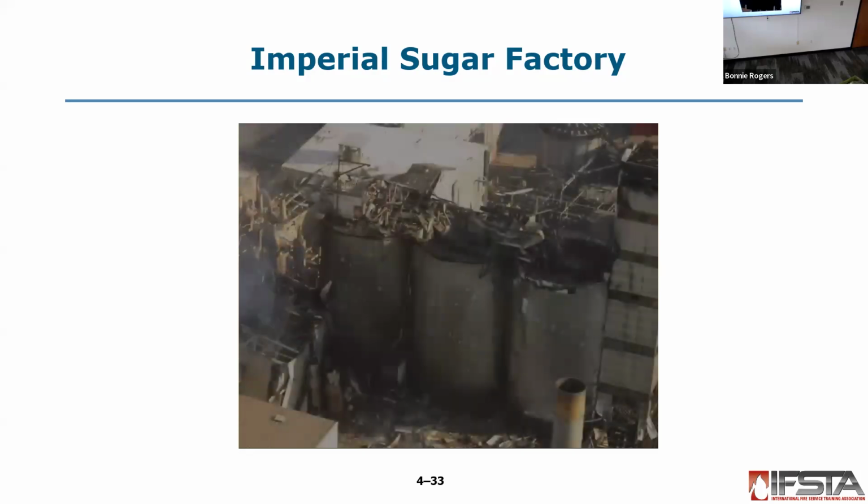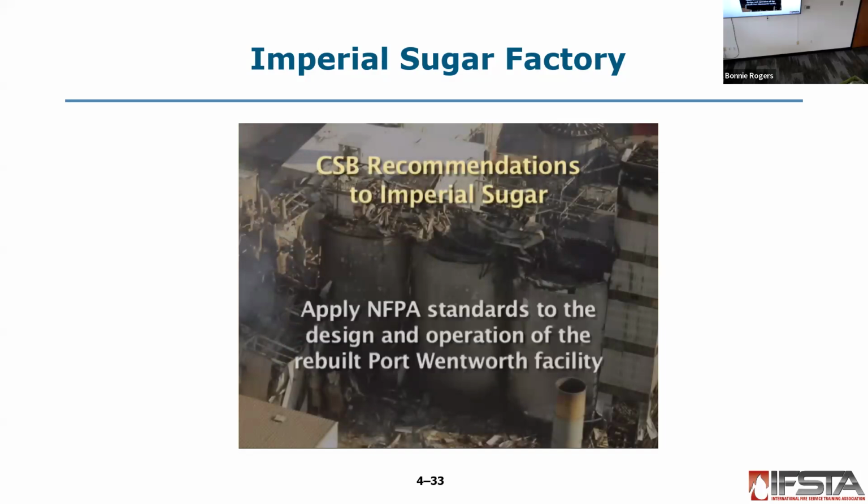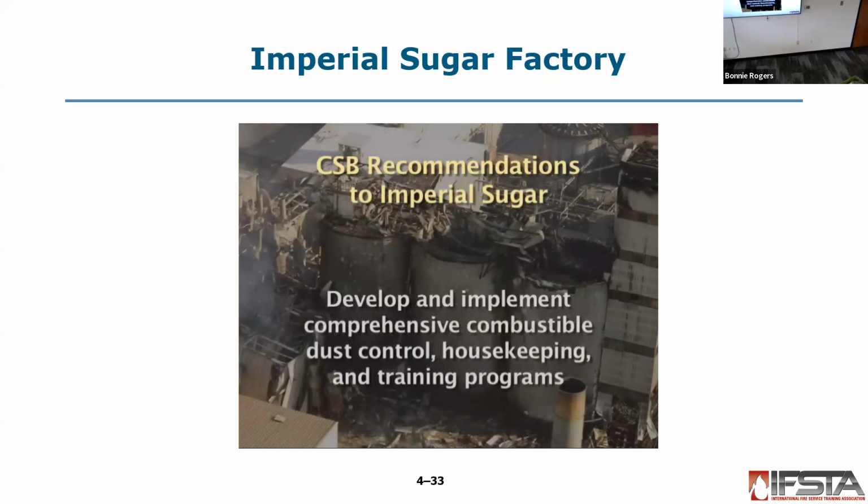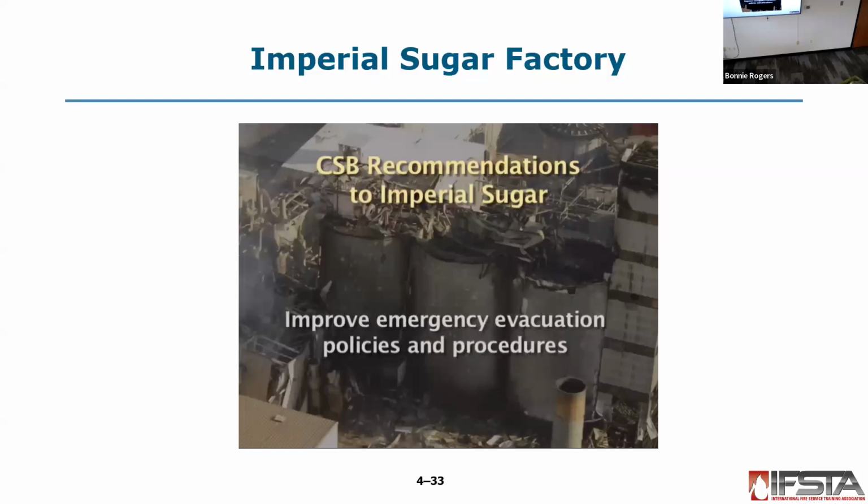In its report, the CSB issued the following recommendations to the Imperial Sugar Company. Apply NFPA standards to the design and operation of the rebuilt Port Wentworth facility. Develop and implement comprehensive combustible dust control, housekeeping, and training programs. Improve emergency evacuation policies and procedures.